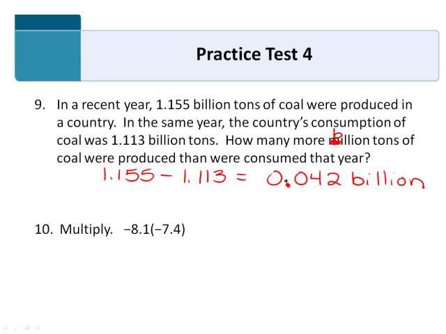Number 10, we want to multiply. So we have a negative times a negative, so the sign is going to be positive, and then just use your calculator. 8.1 times 7.4 comes out to be 59.94, and it's positive.